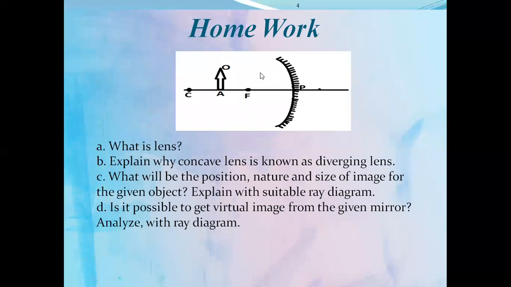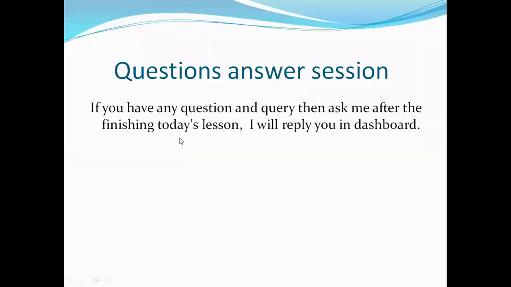And I give you homework. What is a lens? We could not discuss lenses; in the next class, we will discuss lenses. Explain why a concave lens is known as a diverging lens. What will be the position, nature, and size of the image for the given object? Explain with a suitable ray diagram. And number D, is it possible to get a virtual image from the given mirror? Analyze with a ray diagram. And this is the question answer session.